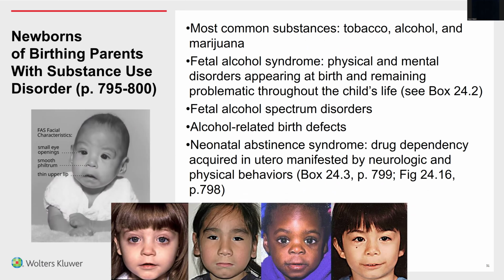Newborns of birthing parents with substance use disorders. So the most common substances we typically see include tobacco, alcohol, and marijuana. But substances that do get misused and lead to addiction include opiates, amphetamines and methamphetamine, also barbiturates and things like that. The first thing we're going to really hit on is fetal alcohol syndrome.